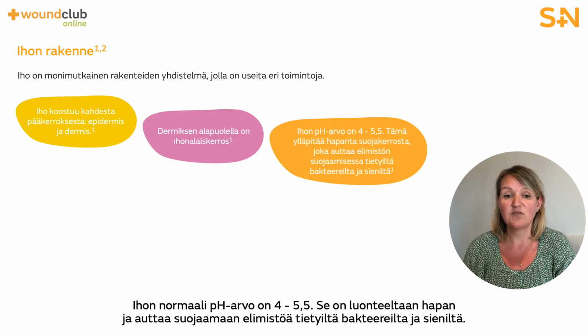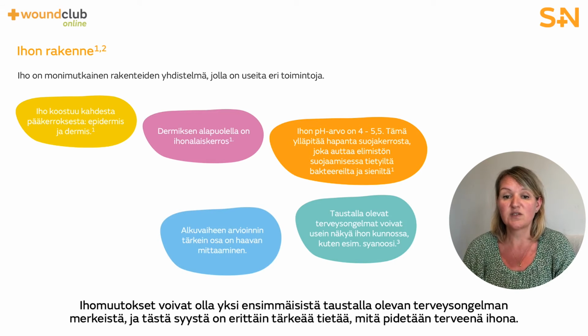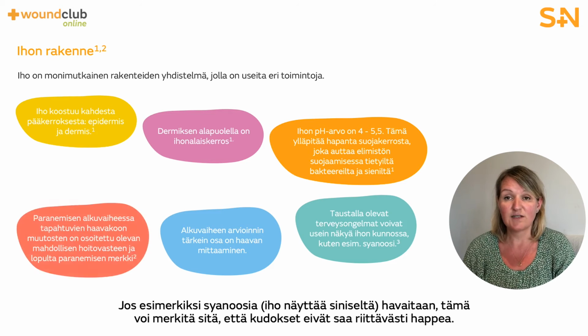The normal pH of the skin is between 4 and 5.5. Being acidic in nature assists with protecting the body from certain bacteria and fungi. Changes in the skin may be one of the first indicators of underlying health problems, making knowledge of what's considered to be healthy skin extremely important. For example, if cyanosis is observed where the skin appears blue, this can indicate poor oxygenation of the tissues.